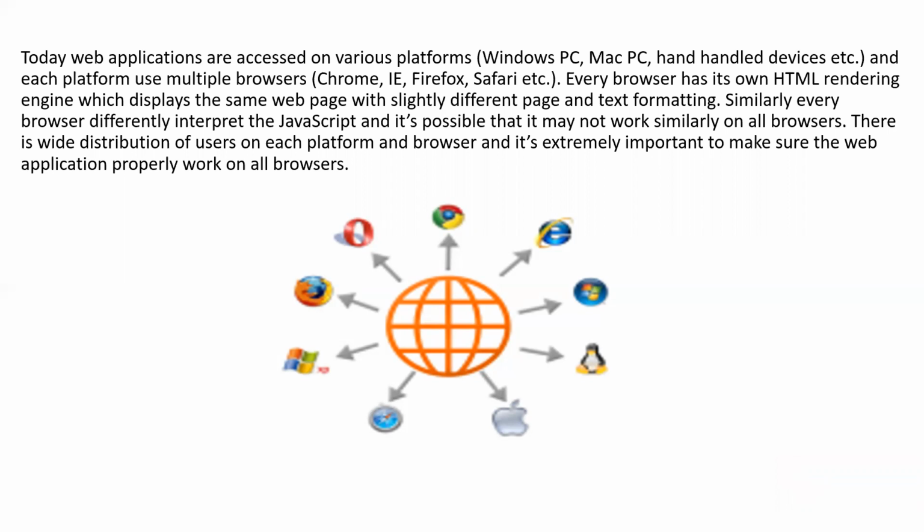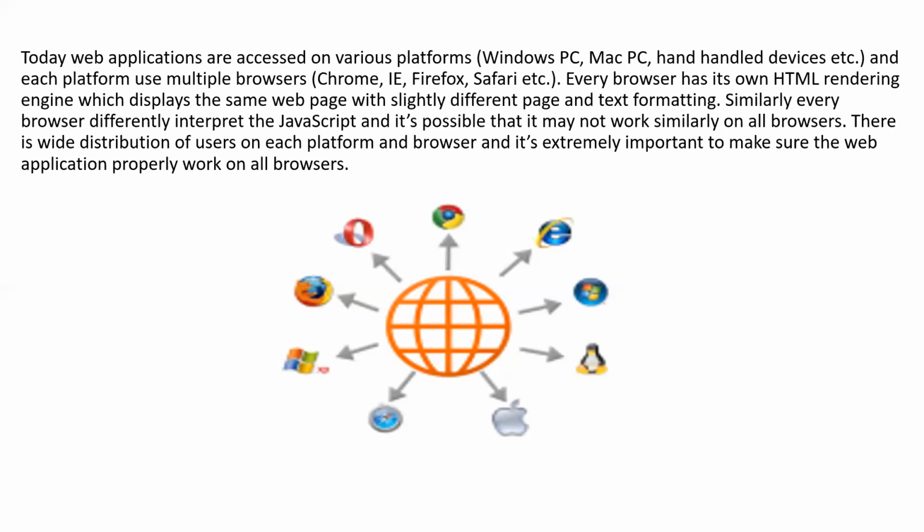Not only that. If you look at other aspects, like the HTML control text box, the onpropertychange event will not work on other browsers. Similarly, the onchange event. So not only website rendering, but even JavaScript events or JavaScript logic will behave in a different way. Don't assume that the code you are writing in JavaScript is going to work on all browsers. There is a wide distribution of users on each platform and browser, and it's extremely important to make sure the web application works properly on all browsers.